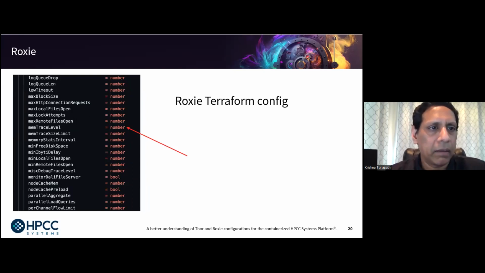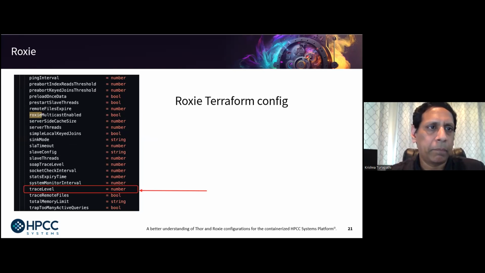Then you have the max block sizes, memtrace levels, memtrace size limit, node cache mems, node cache preload, per channel flow limits. What we have done as part of moving to cloud is added a lot more flexibility for tracing and logging purposes. That way we can debug a lot of information from the logs. And we can specifically look at whether it's a memcache, UDP, or regular trace levels. We can separate those things.